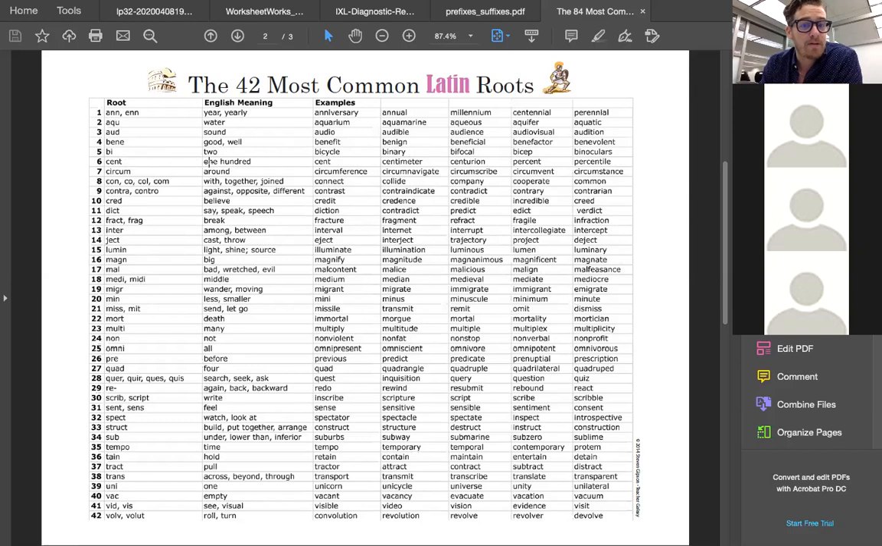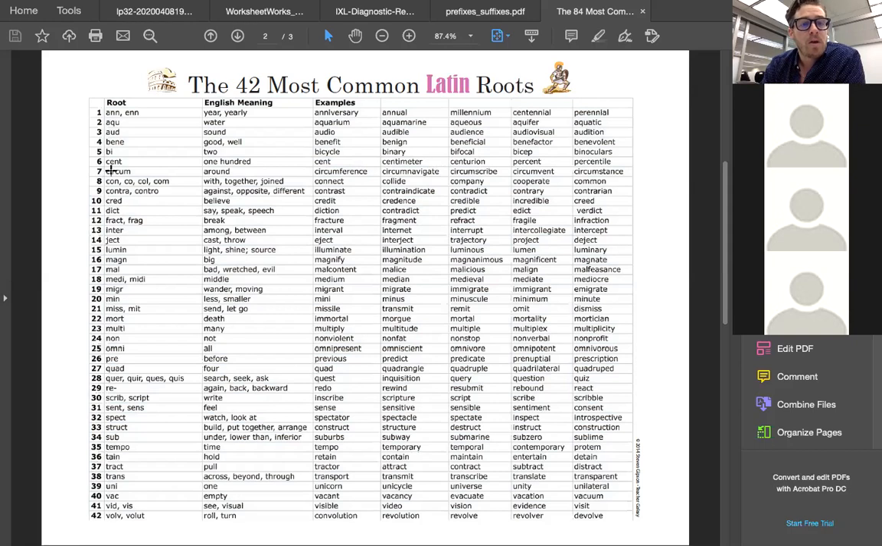Bifocal. Cent means 100, so it's increments of 100. So how many cents are in $1? How many cents to a dollar? How many pennies? 100. So that's why we call it a cent. Centimeter is 100 to a meter, a hundredth of a meter. Centurion, that's back in the day an individual who was in charge of 100 soldiers. Percent, if you have a 99%, you always know that's out of 100.